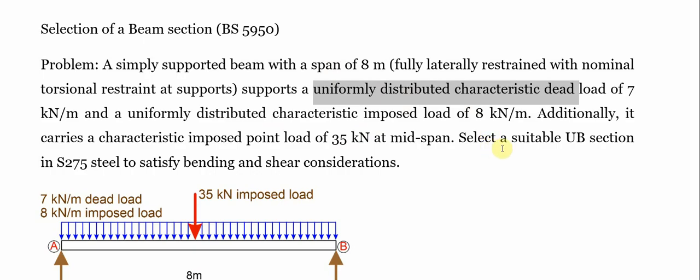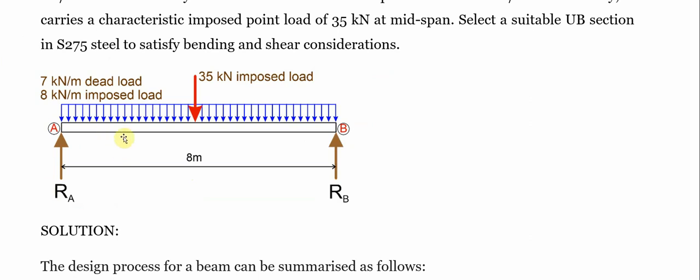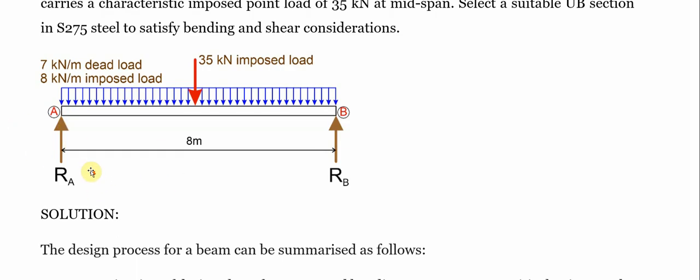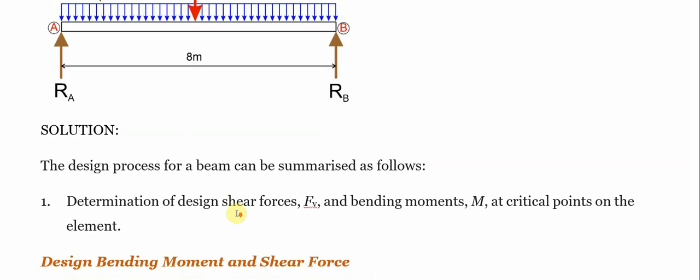Now we want to select a suitable universal beam section that will be able to satisfy the bending and shear considerations. Let us say this is a car porch or something like that, and this is the loading on the particular member that we want to design for. The first thing is that we must know the weight of the load that is applicable on top, which will help us to know the maximum bending moment that particular load will exhibit on this structure. So now we'll calculate the reaction, which everybody should be able to do by now.